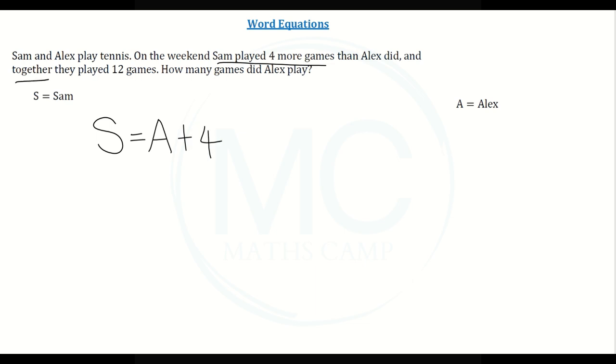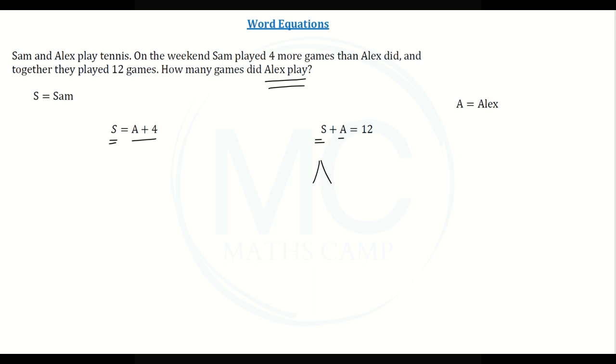Together, they played 12 games. So if we take all of Sam's games and we add all of Alex's games, we have an answer of 12. How many games did Alex play? We need to solve for A. And now we've got 2 simultaneous equations. On this side, S is the subject, and it's equal to A plus 4. So in our second equation, instead of writing S, we're going to write A plus 4.